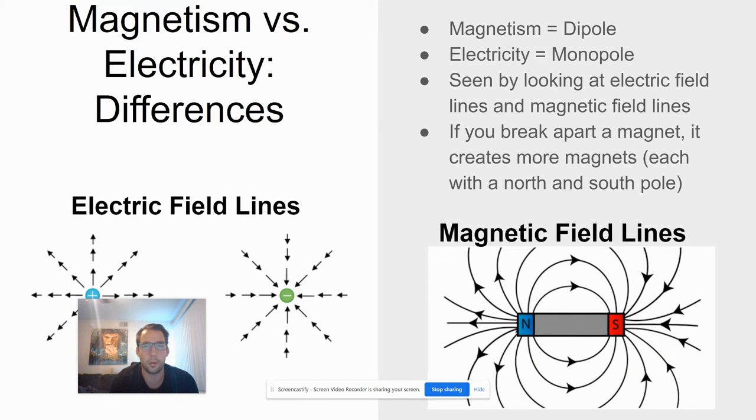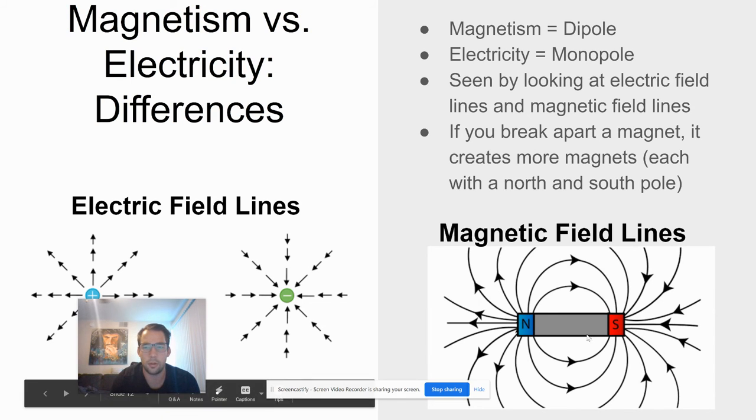First, let's talk about a few differences. First one is that magnets are dipole, meaning they both create fields, right? There's an electric field and there's a magnetic field, but all magnets have a north and a south pole. So the magnetic field lines are going to wrap around, going from north to south.